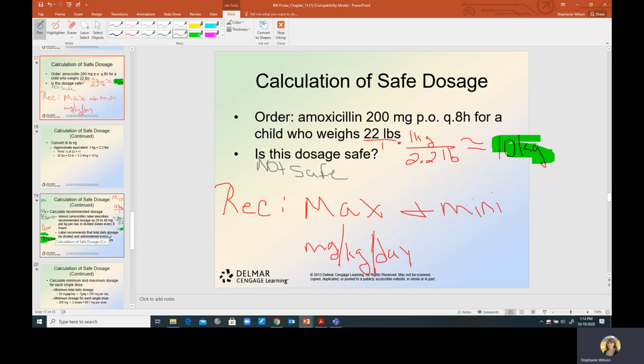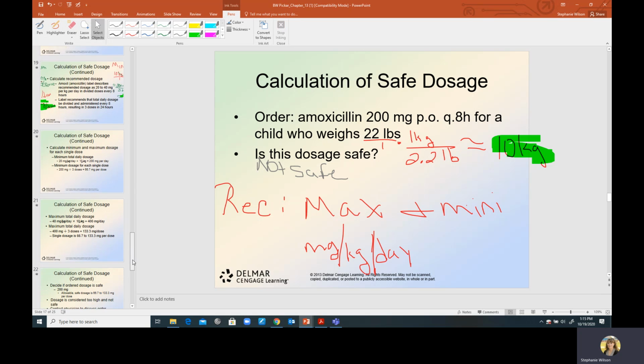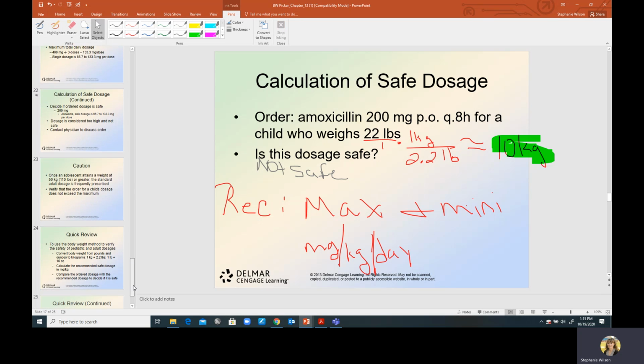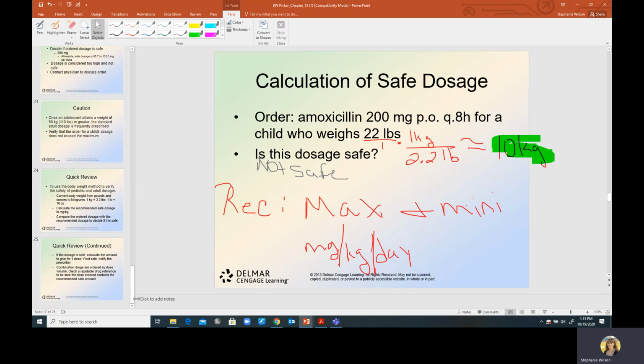Now remember, if everybody in the class was to calculate their body weight based upon this, for some people it'd be safe, for some people it would not, right? Because we all weigh different. So that is solving for body weight, using body weight, guys. So definitely review this section, go over it, practice problems, and ask me questions. Thank you.